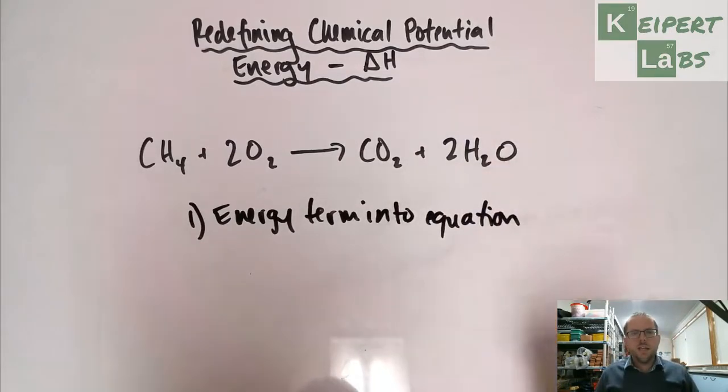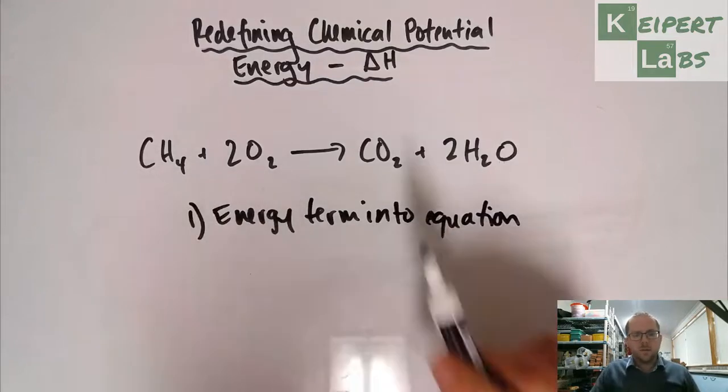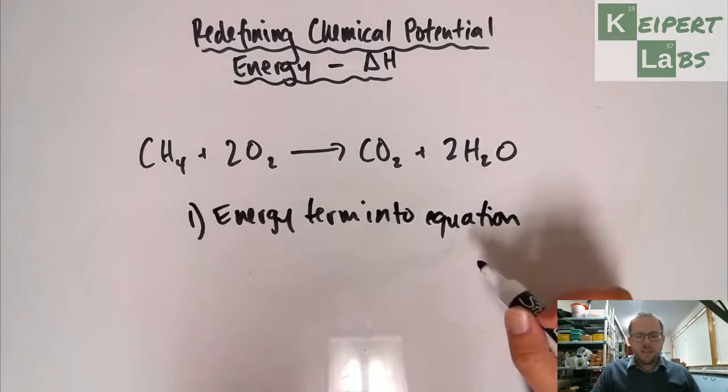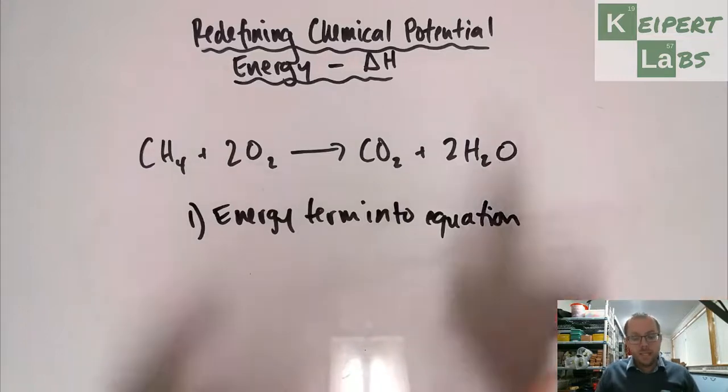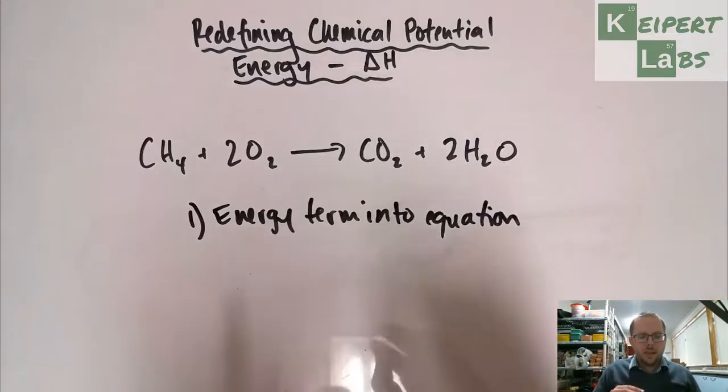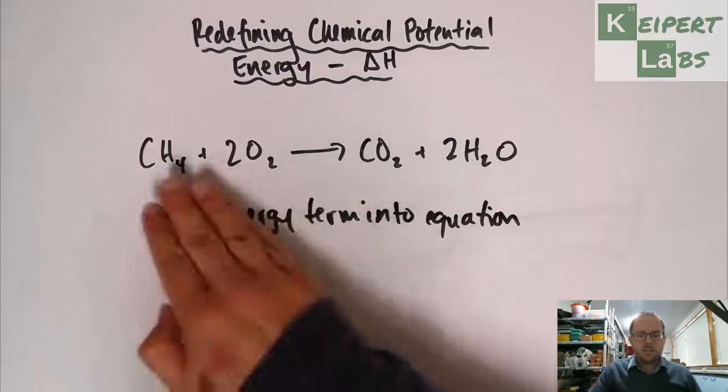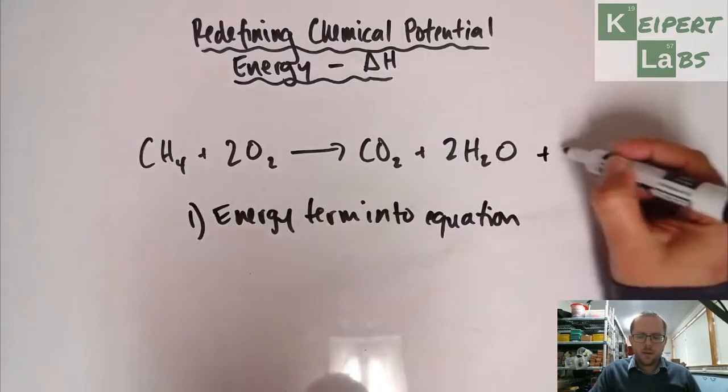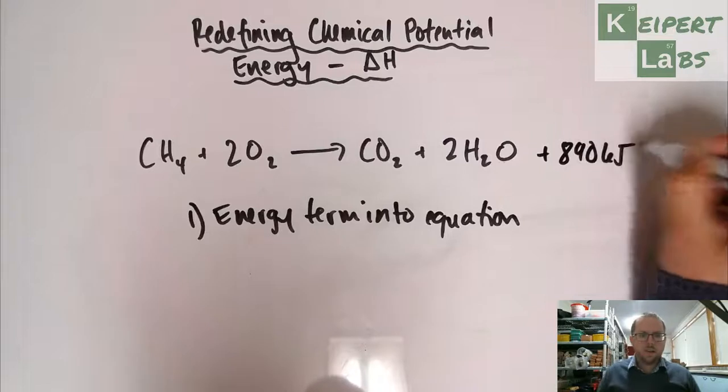Okay, so let's treat our 890 kilojoules of energy as though it's a substance that's involved in our reaction. So what we're saying is that it's 890 kilojoules being released, that is leaving the system as this process of change is happening. So I could write it over here.